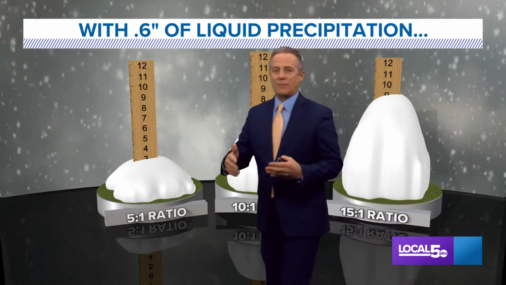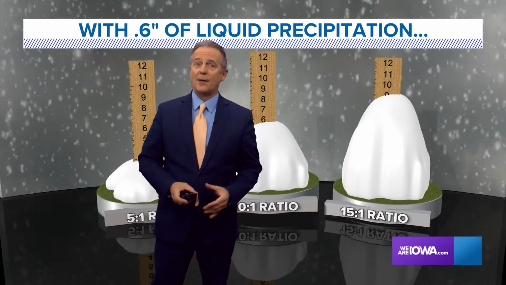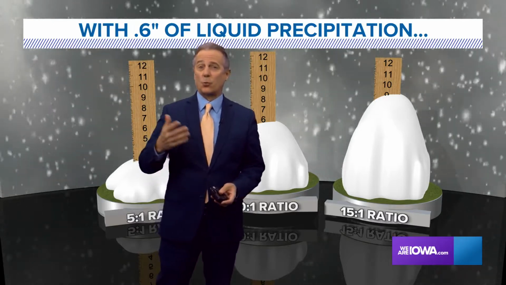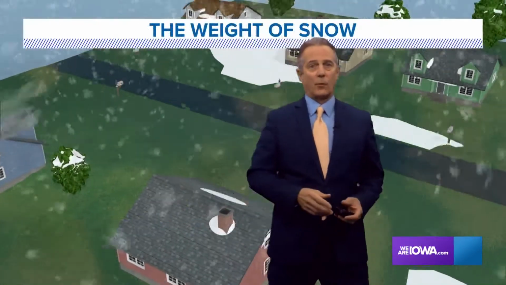And then finally, that fluffier snow, the ratio is 15-to-1, and it can actually go higher than that. We've seen ratios as high as 20-to-1 in those cold, dry air masses out there. So that's something we'll keep an eye on.